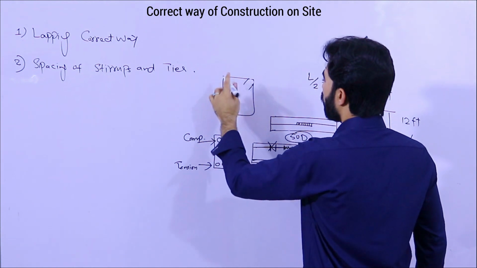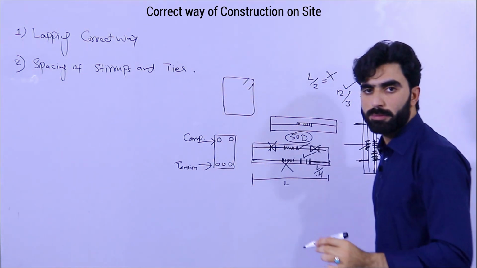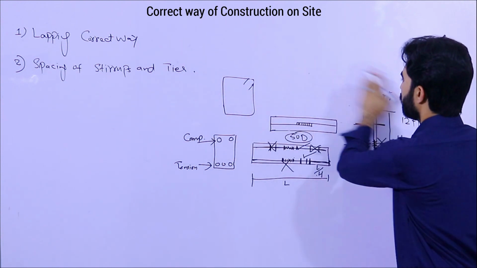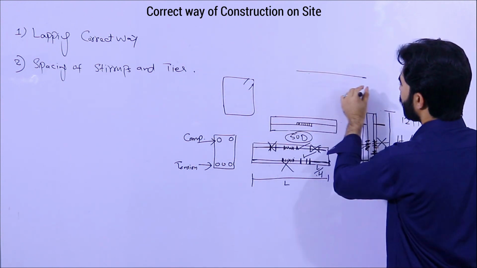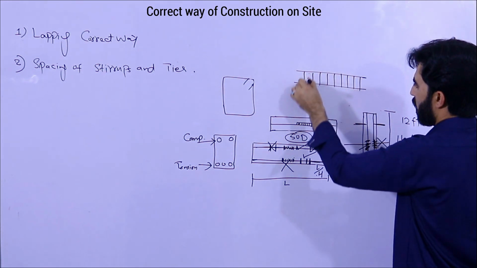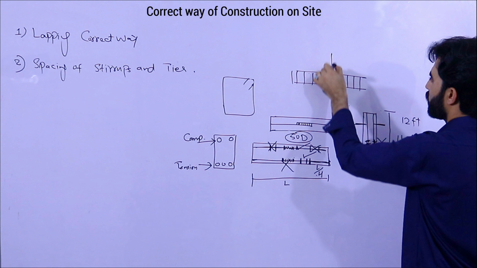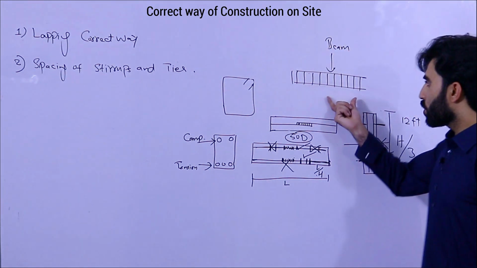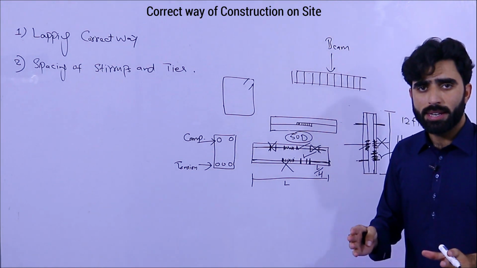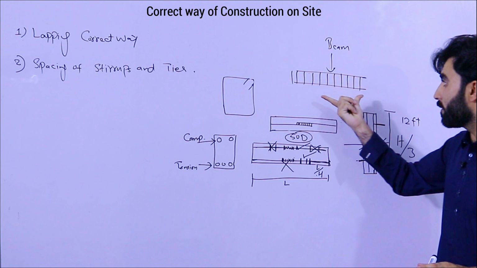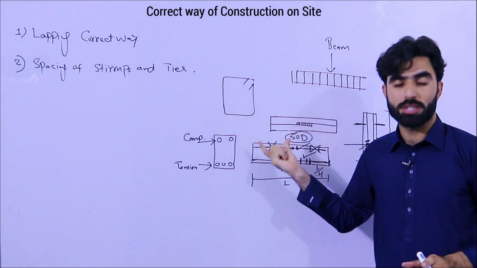Okay, so the spacing of the stirrup, let me make it easy for you. You can see guys, these are stirrups. So this is a beam, therefore I provided the stirrups. The stirrups should not be provided at the same distance. Here we have the proper formula and proper structure design.